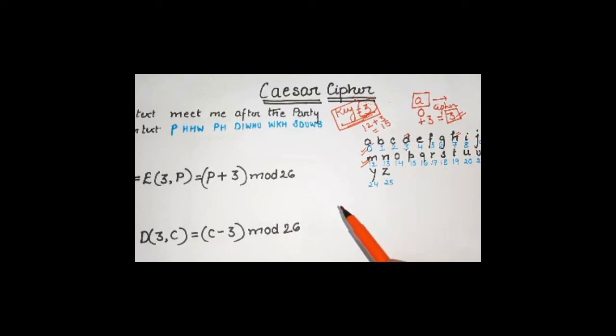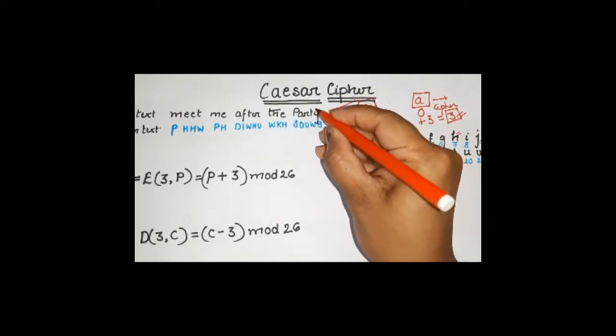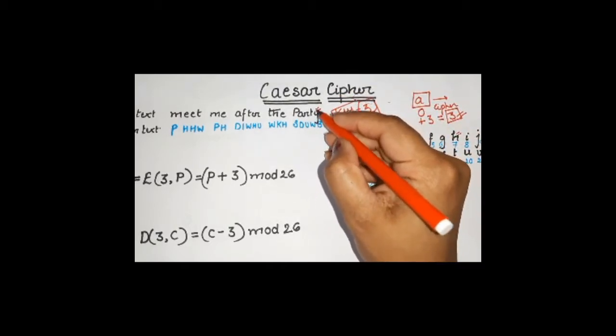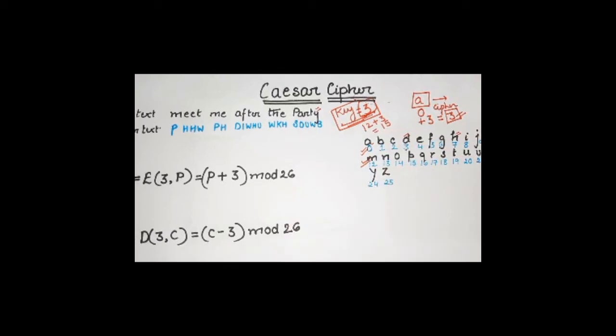Okay, there would be one question as to what if we have Y. Now if I have a Y to convert, how will I convert this? The numerical value of Y is 24. Can you see this? And when you add 3 to 24, you'll get 27. And there is no alphabet for 27. We just have the numbers from 0 to 25.